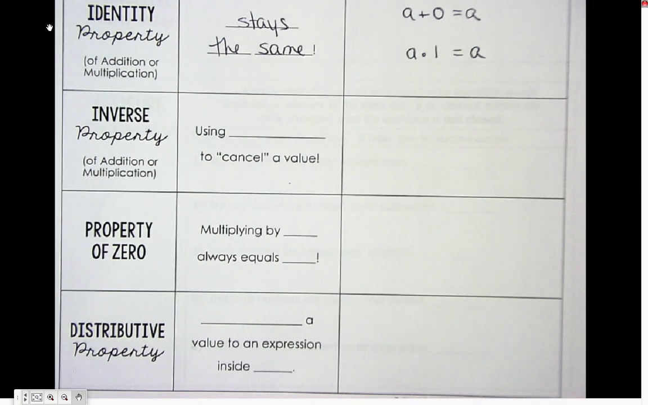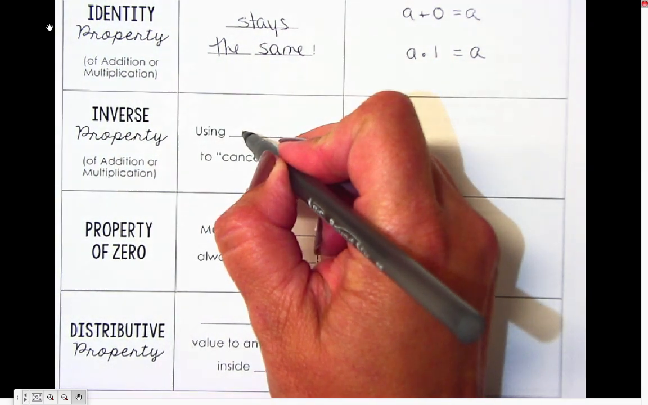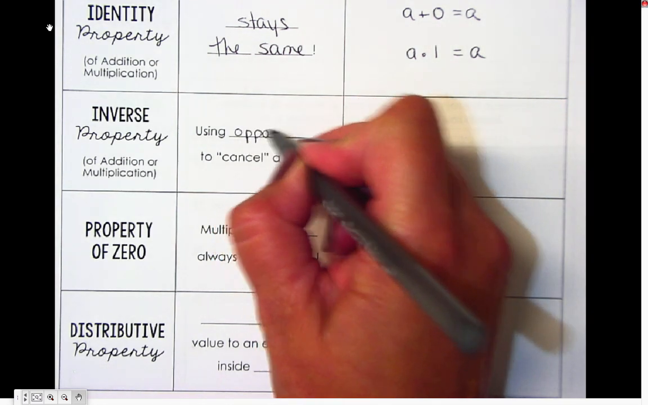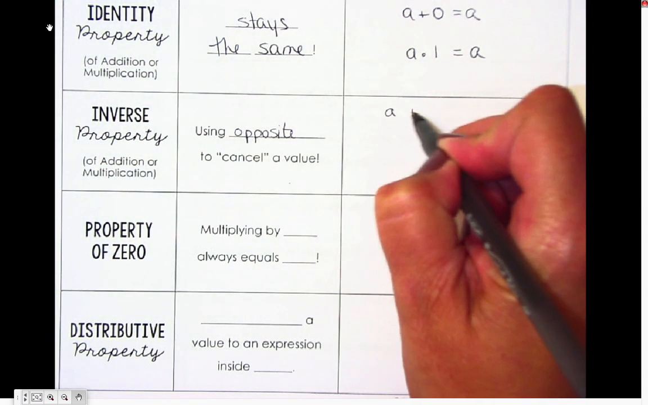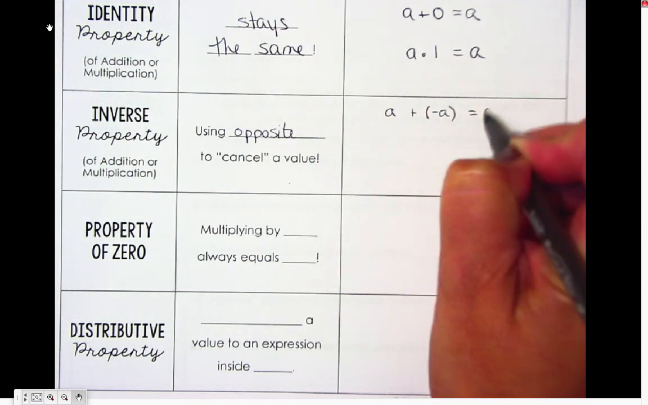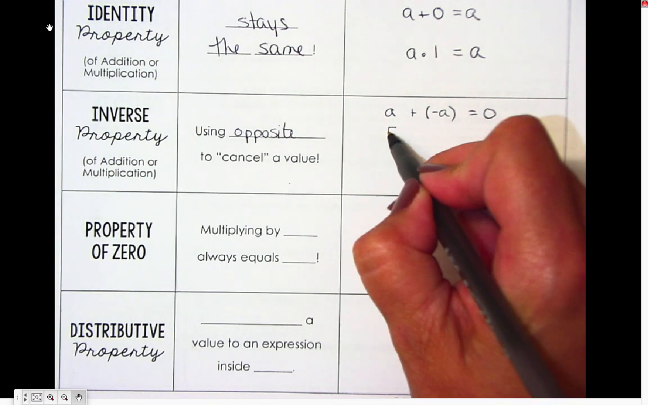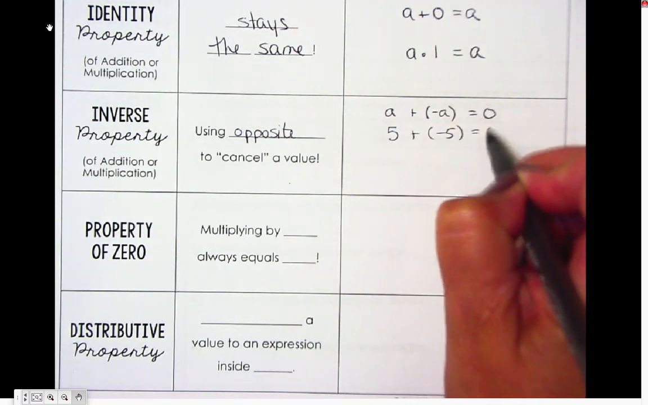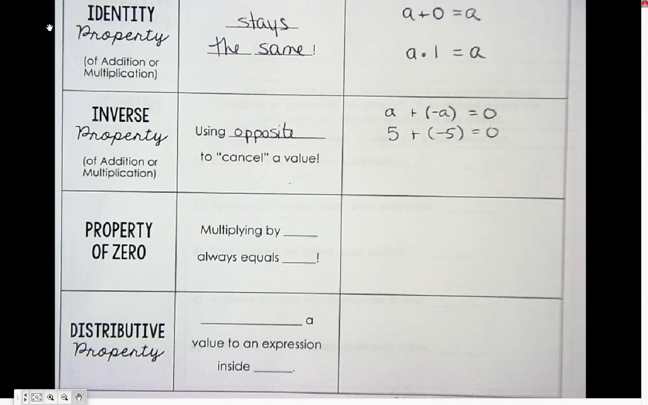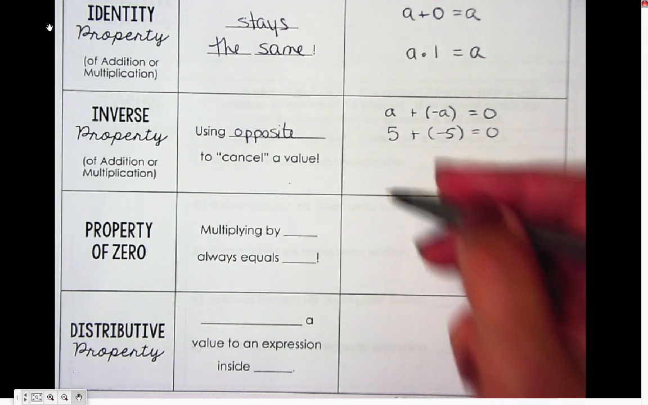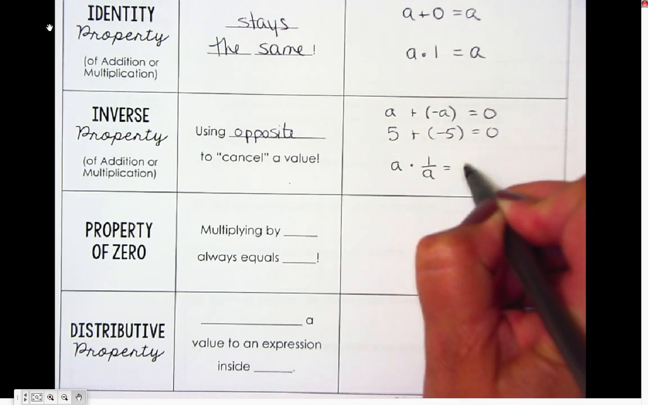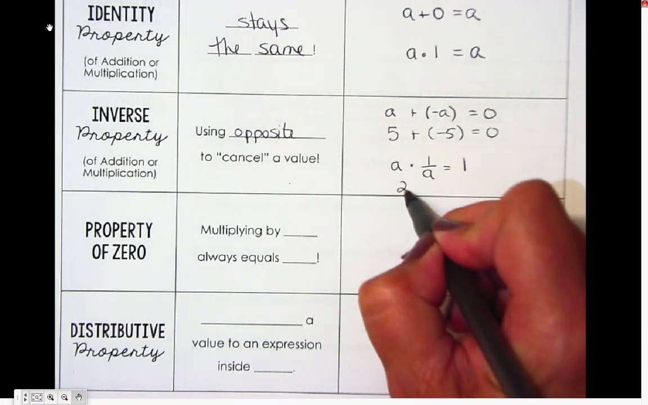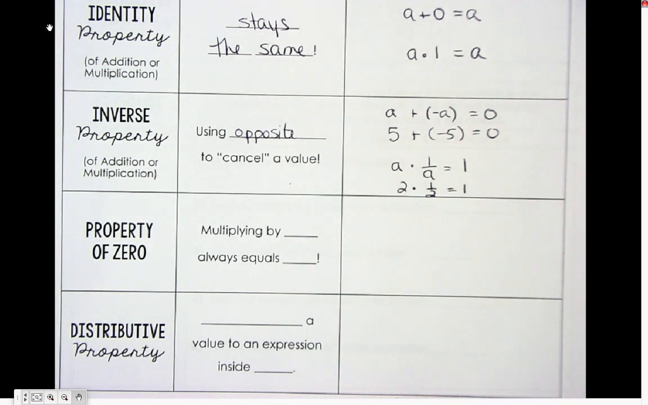The inverse property is when you're using opposite values to cancel. So if I have a number and I add to it a negative, I get 0. So for example, 5 plus a negative 5 is going to give me 0. Those are inverses. They basically cancel each other out. And if I multiply a number by 1 over that number, I get 1. So if I multiply 2 times 1/2, I get 1. So those are my inverse properties.